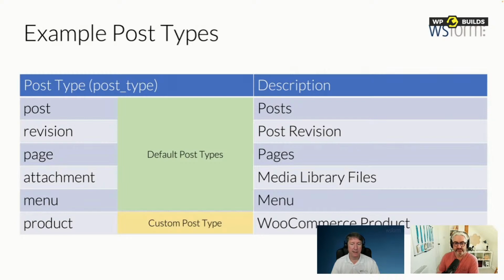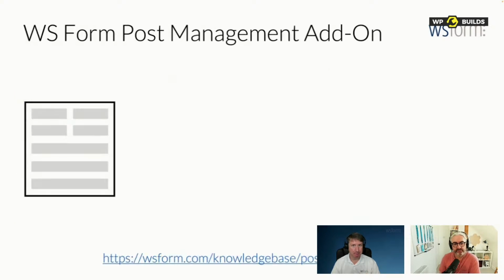One example is a WooCommerce product. So when you install WooCommerce, WooCommerce will create a custom post type called product, and that's where it stores all of its products. And you can actually add any number of custom post types to WordPress that you like.